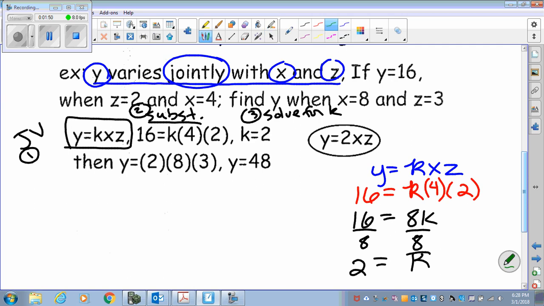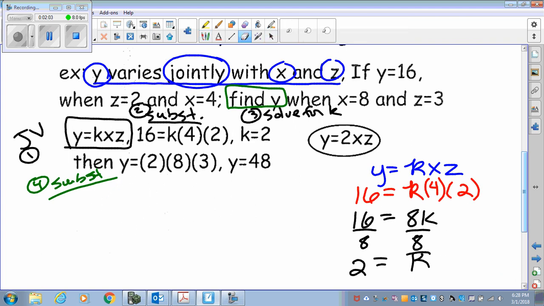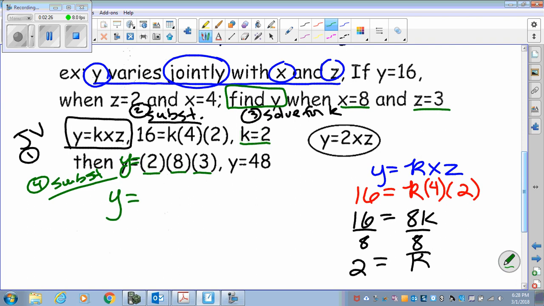So I'm going to substitute again. It says I'm trying to find y, so that's my unknown. So I'm going to find y, that's right here, that's my unknown. And then I'm going to substitute 2. 2 was my constant of variation. And y varied jointly with x, which was 8, and z, which was 3. So y is already by itself, and you just multiply these together, and you get y equals 48.